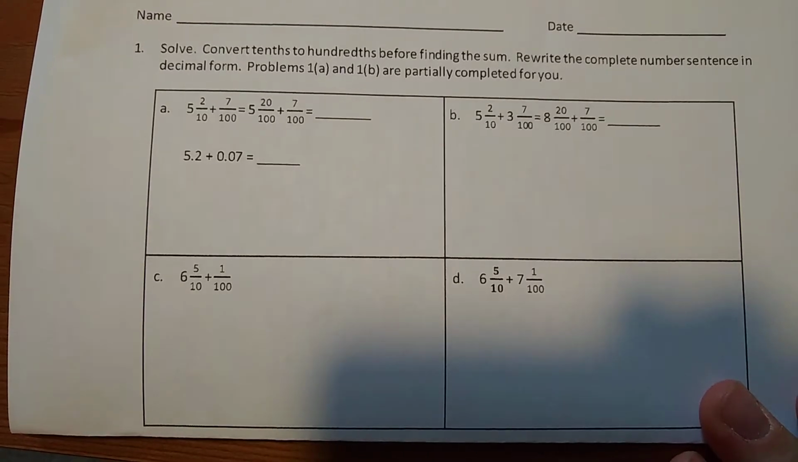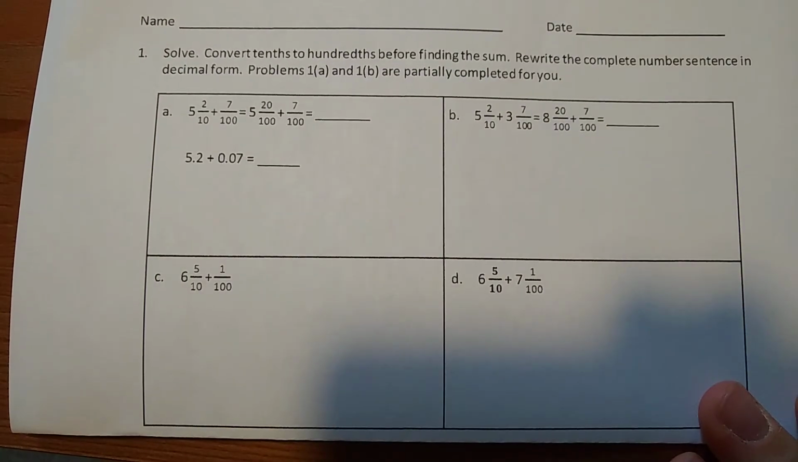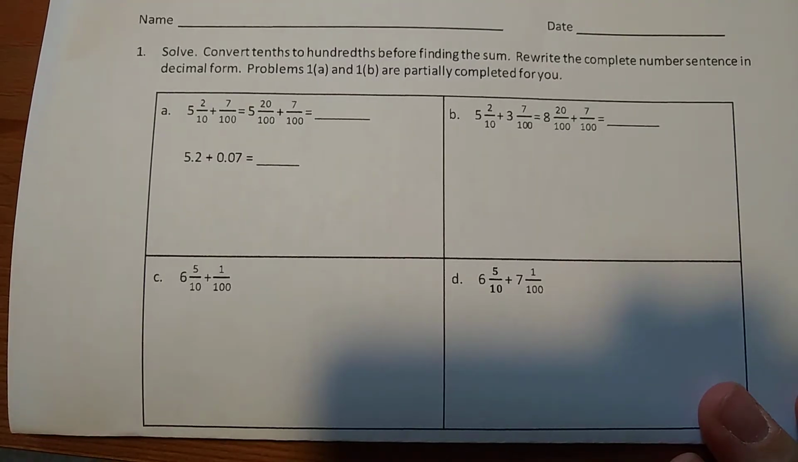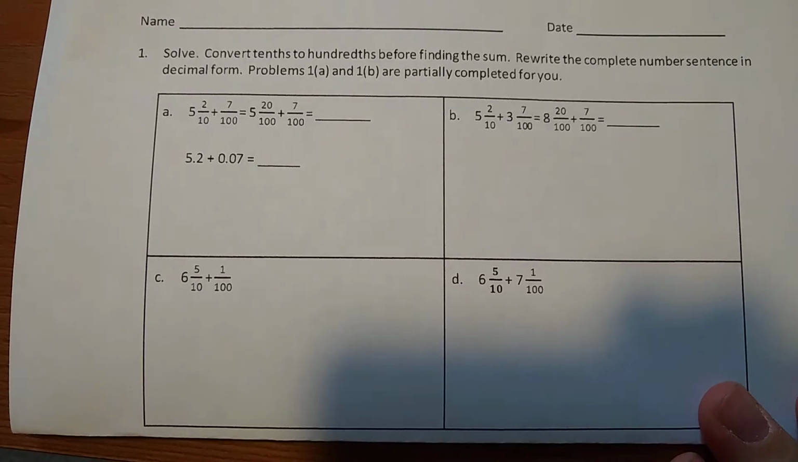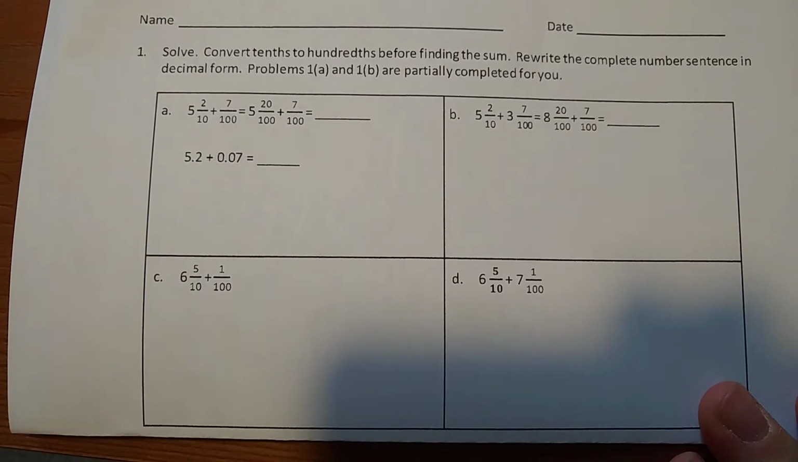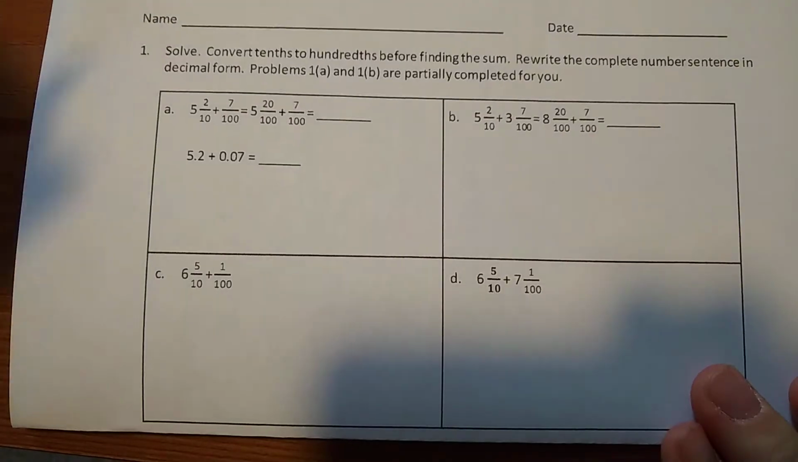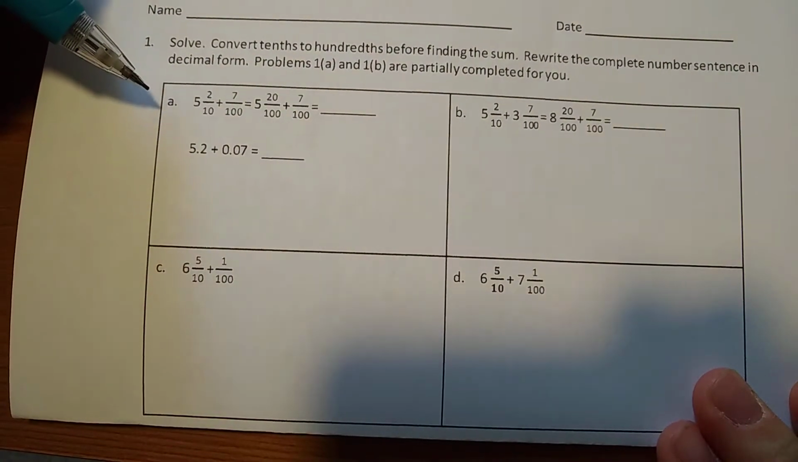All right, today we're going to be doing lesson 13, and we're going to be converting tenths to hundredths in order to add the fractions, and then we're going to be converting that into a decimal number sentence. Okay, so let's start with the first step. The first step is to take our tenths and turn them into hundredths. So we can just look at what they did here first.